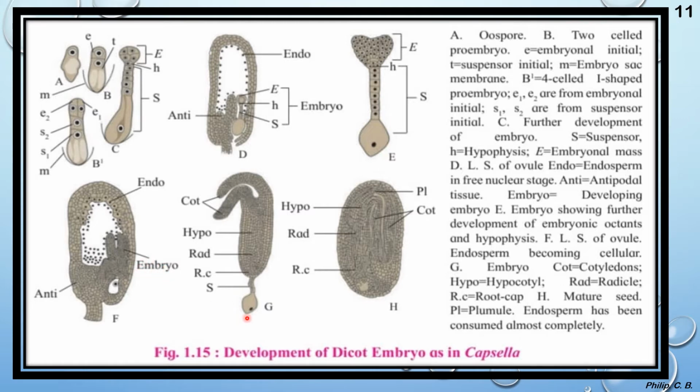Then G, embryo, where the cotyledons, in short COT, are formed, which again, as we mentioned, take the horseshoe shaped structure. Then lastly the H part, the mature seed, where you can see the plumule, and the endosperm has been consumed almost completely. So this is the development of a dicot embryo as in Capsella.